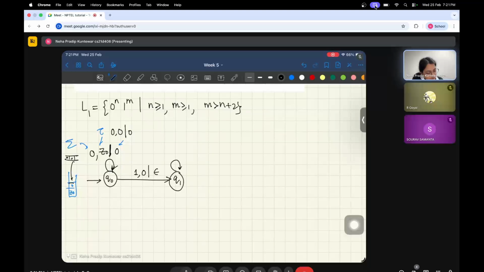And now you keep on doing this. If you read a 1 and the top of the stack is 0, then we are going to pop it. Eventually what would happen is you have exhausted all the zeros, and the top of the stack is Z naught, but it is possible that there are still some ones on the input tape that are yet to be read. Then what do you do?